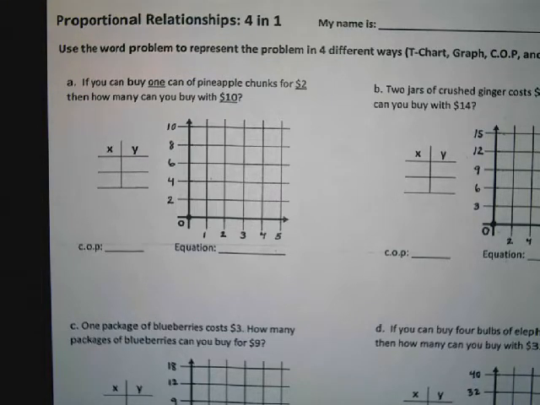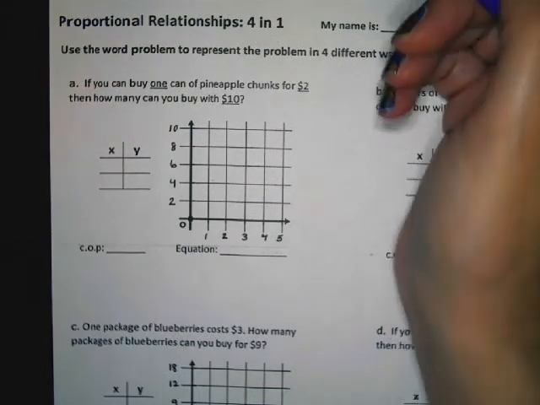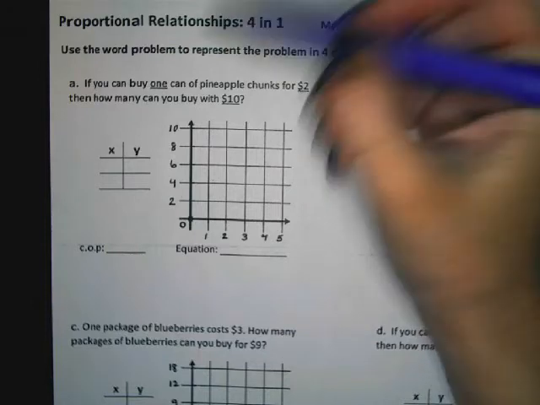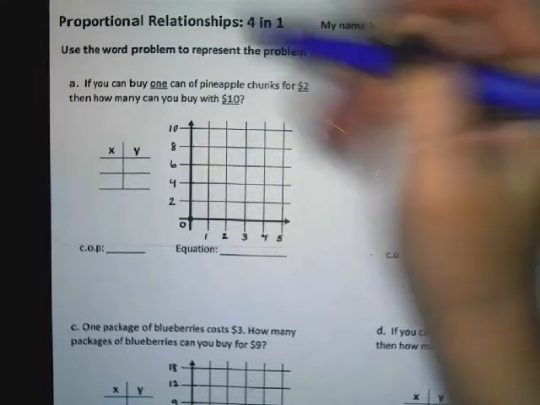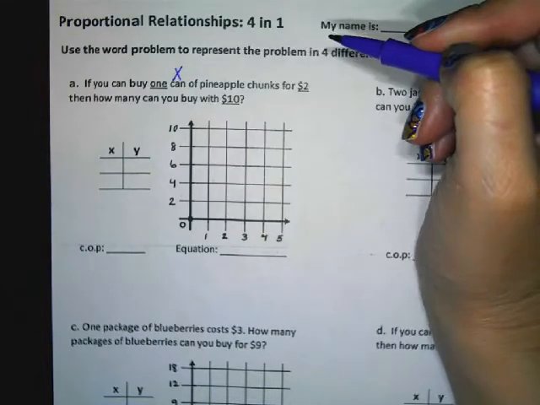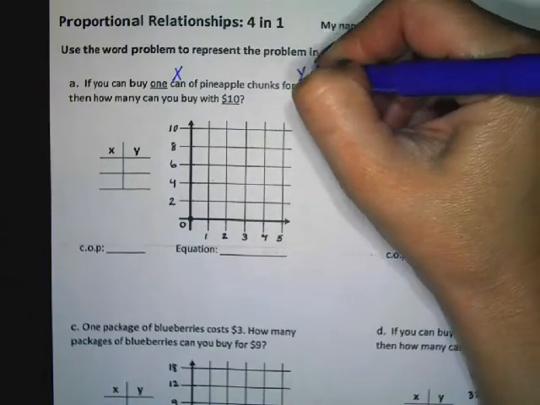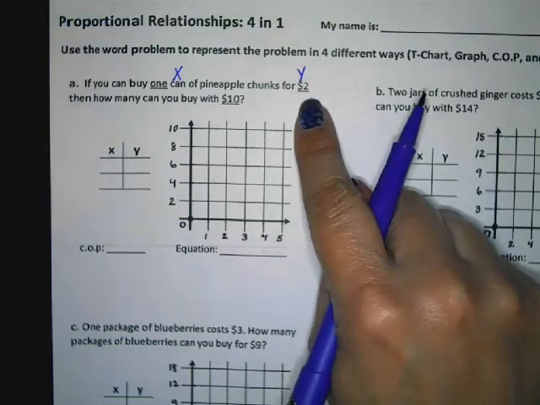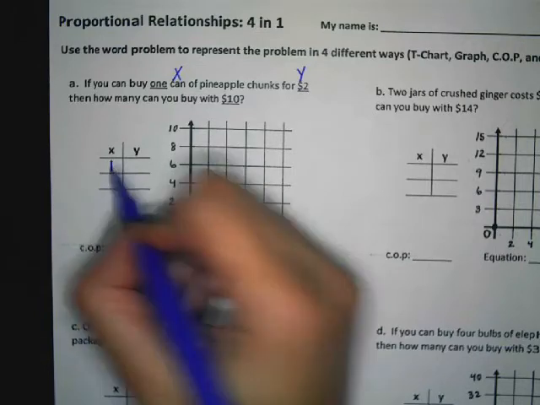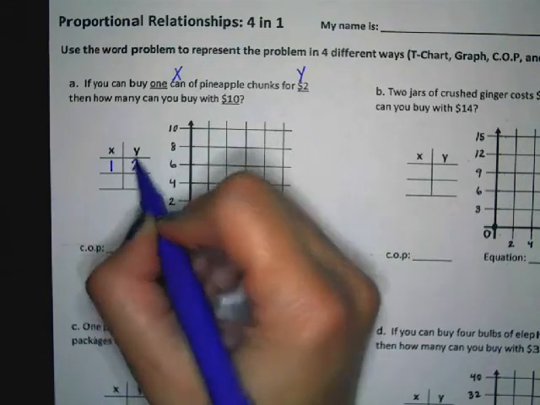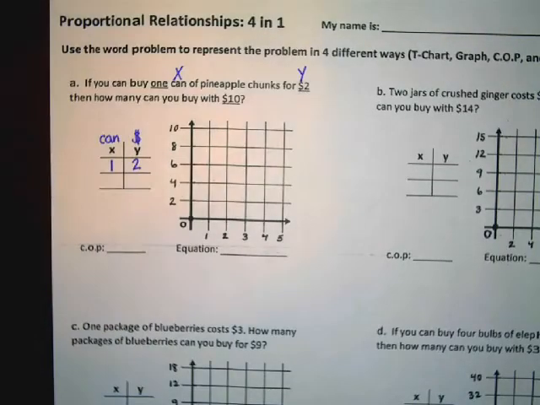$10? So what we're going to do is go ahead and identify what is going to be our X value and what is going to be our Y value. So our can of pineapple is going to be our independent variable, so this is going to be our X value. Our price depends on how many cans we buy, so our price is going to be our dependent or our Y value, so $2. So we know in our chart, what we know already, we can buy 1 can for $2.